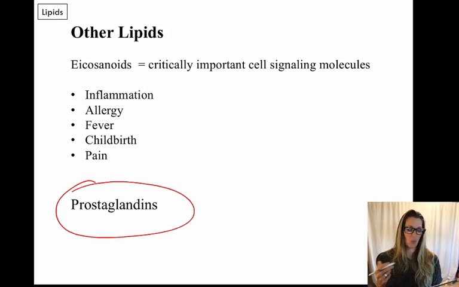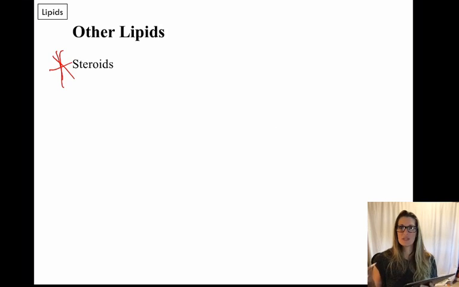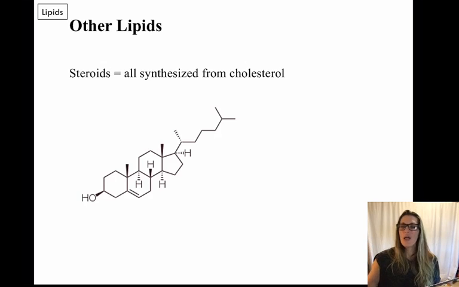Prostaglandins might be one that you're very familiar with. So I think the most familiar eicosanoid is prostaglandins. Other lipids, steroids. This is my favorite one because I feel like a lot of people don't know that steroids are lipids. Every steroid, all of them, are synthesized from cholesterol.